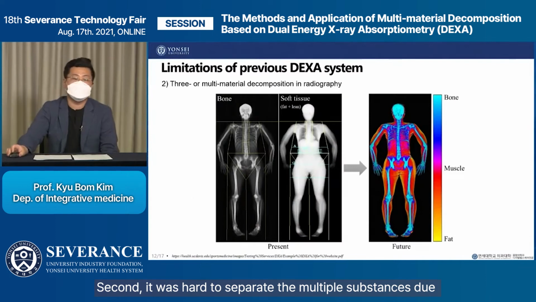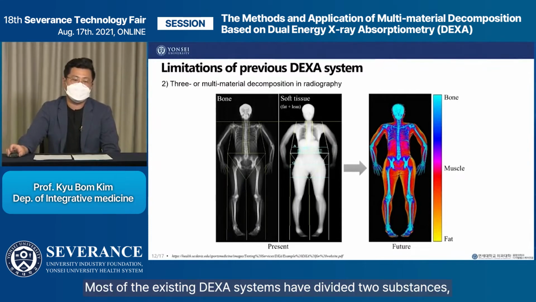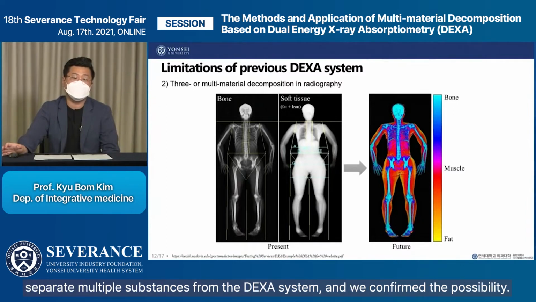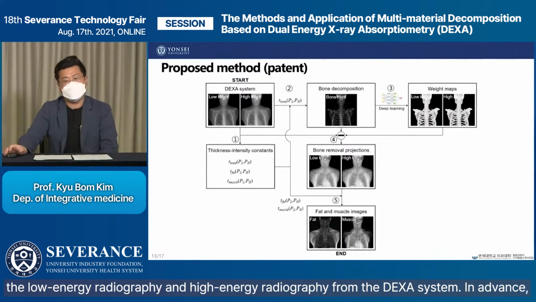Second, it was hard to separate multiple substances due to the limitation of the existing Dexa system. Most of the existing Dexa systems separate two substances, but this patent suggests separation of three or more materials, and we confirmed the possibility that the Dexa system can sufficiently separate multiple substances. First, if you look at the schematic diagram of the method we propose, we first obtain the low-energy radiography and high-energy radiography from the Dexa system in advance.